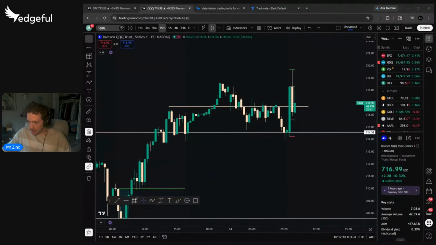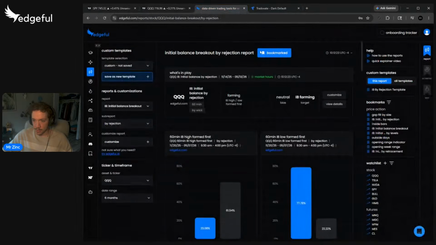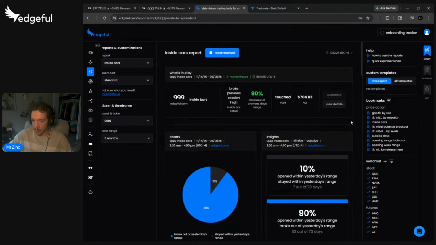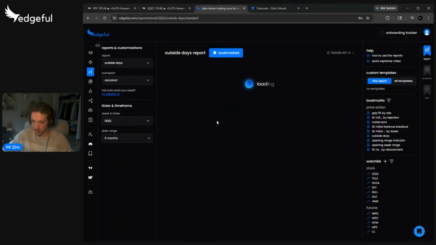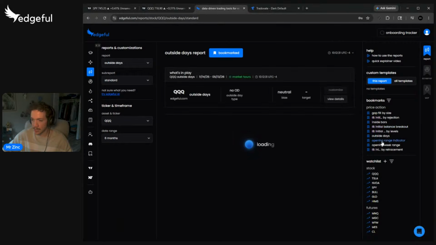And second, how do you establish a bias before the IB closes? You use other reports. So the IB goes along with the inside bar stat, which goes along with the gap fill by size, which goes along with the outside day stat. These are the 4 reports that I use: gap fill by size, inside bars, outside days.